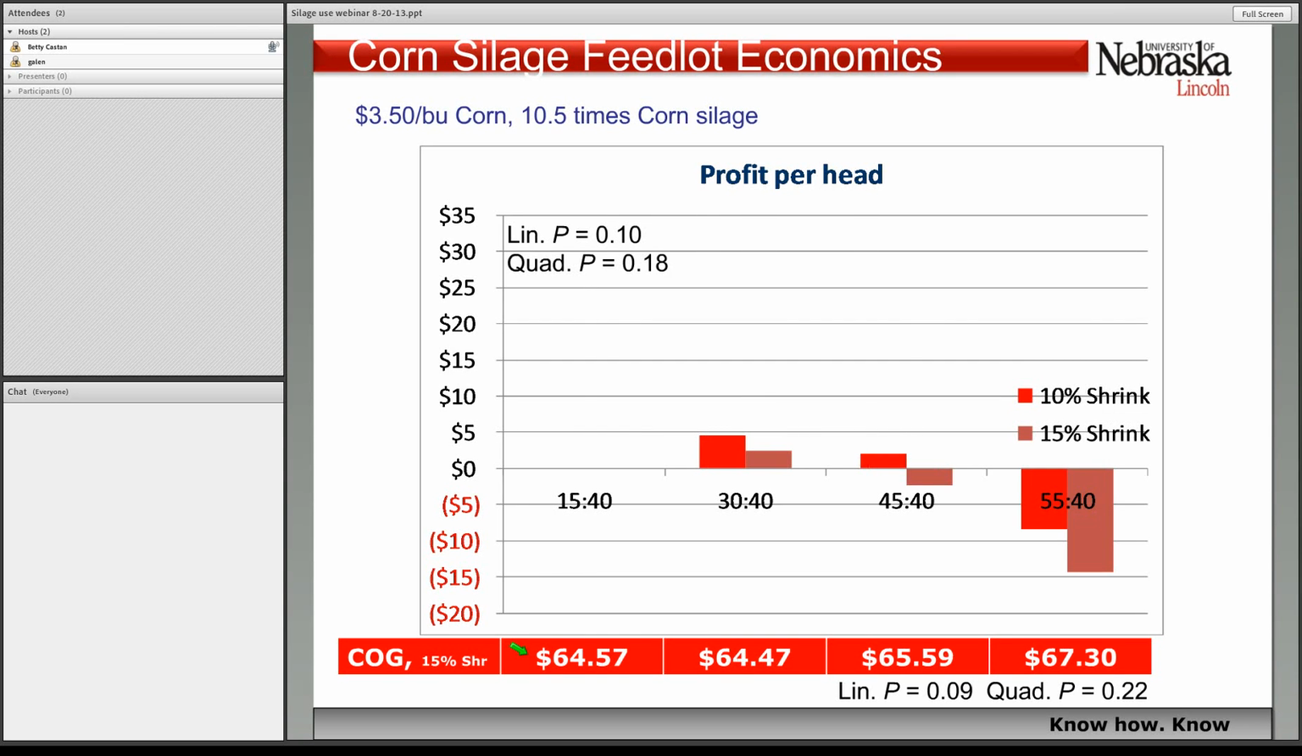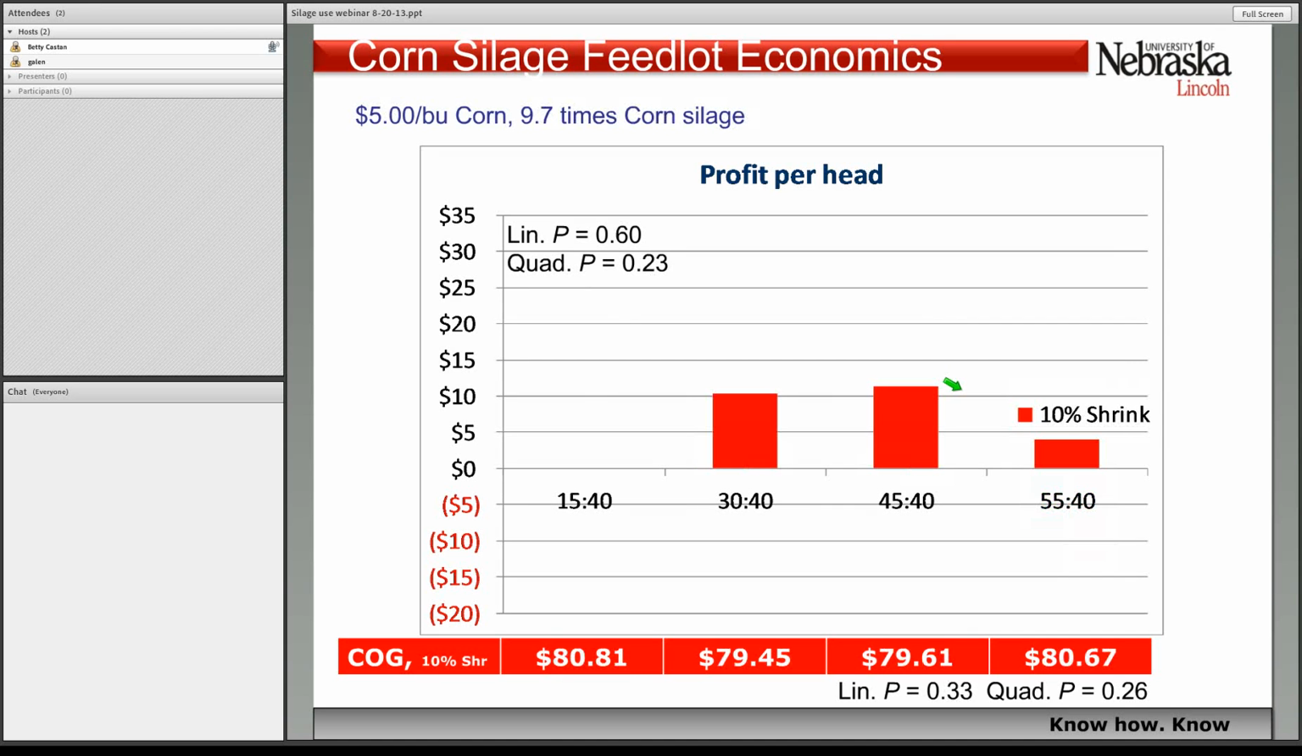Now, if you look at it and go to 15% shrink, notice the impact that has just on profitability per head, and it's quite dramatic. So this illustrates to me that we need to pay close attention to minimizing shrink regardless of corn price and regardless of silage price, because it can have a big impact on the economics. Now that's all at $3.50 per bushel price on corn.